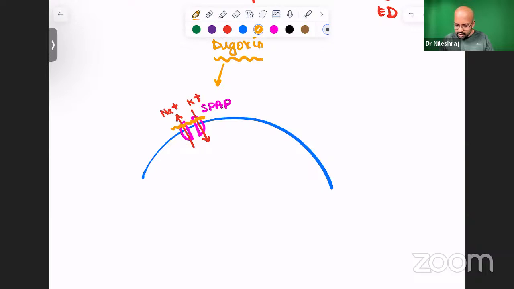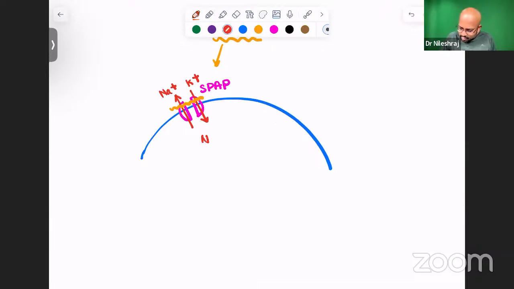Sodium will not be moving out. Sodium will be accumulated more inside the cells.